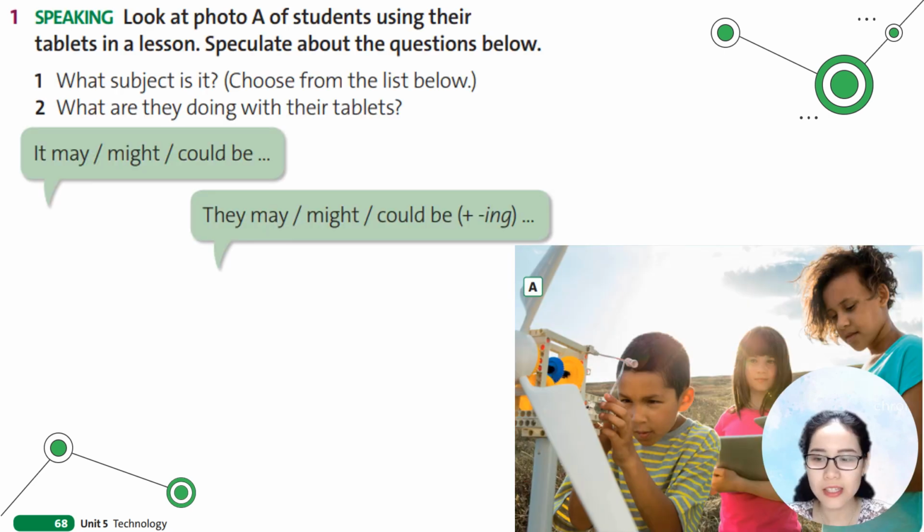Now, let's look at exercise 1. Look at photo A of students using their tablets in a lesson. Speculate about the questions below.